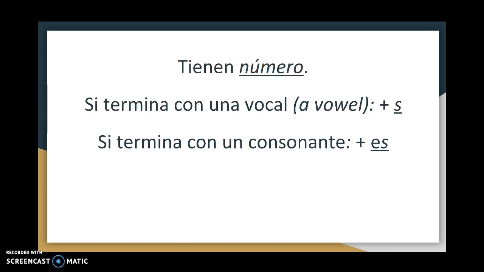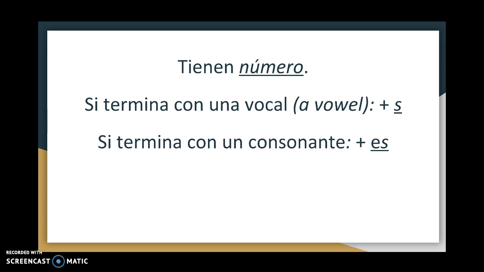You also need to be aware that los sustantivos, or nouns, tienen número. They have number, just like they do in English. They're either singular, talking about one person or thing, or plural, talking about more than one person or thing.